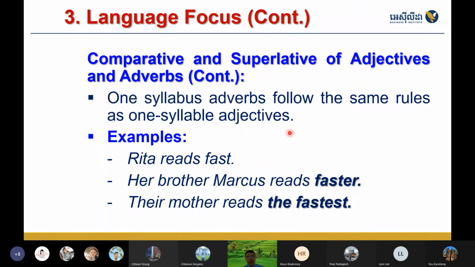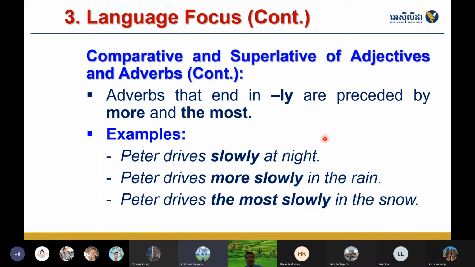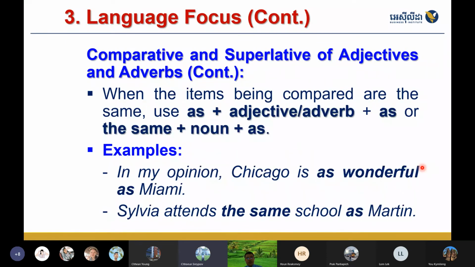Please continue this slide. One-syllable adverbs follow the same rules as one-syllable adjectives. Example: Rita reads fast, her brother Marcus reads faster, their mother reads the fastest. Continue. Adverbs that end in -ly are preceded by more and the most. Example: Peter drives slowly at night. Peter drives more slowly in the rain. Peter drives the most slowly in the snow.